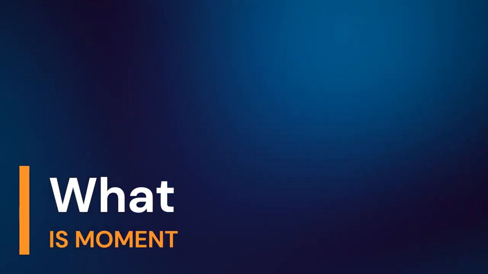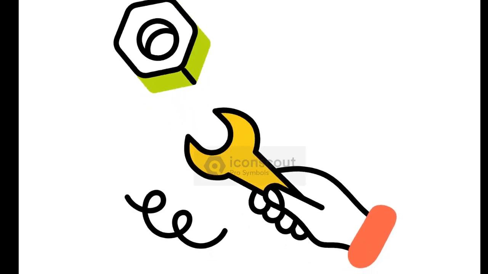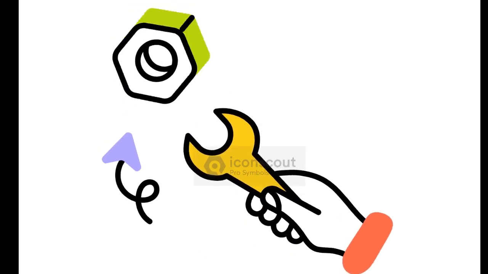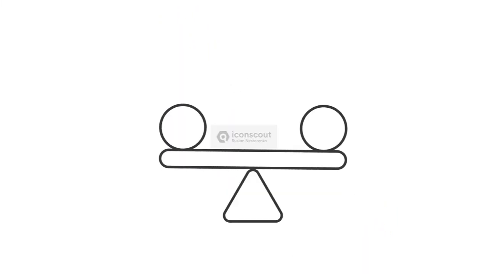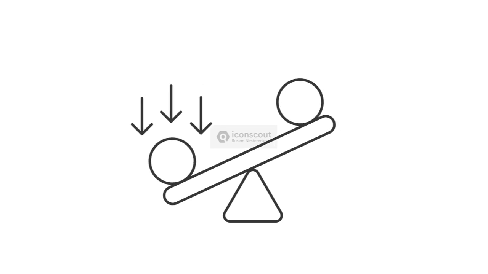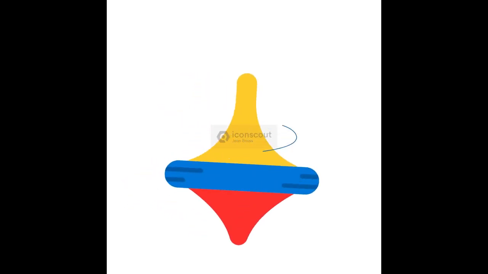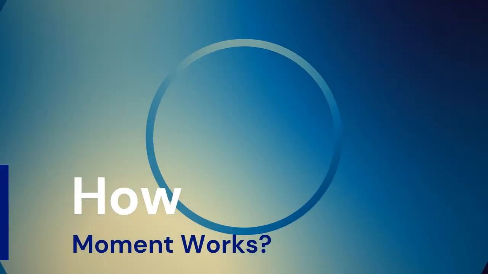So, first we'll know what is a moment. A moment is basically the rotational effect of a force around a point or axis. It happens when a force is applied at a distance from a pivot. For example, spinning a top involves applying a force at its edge, creating rotation. This is a moment. Now we will know how a moment occurs.